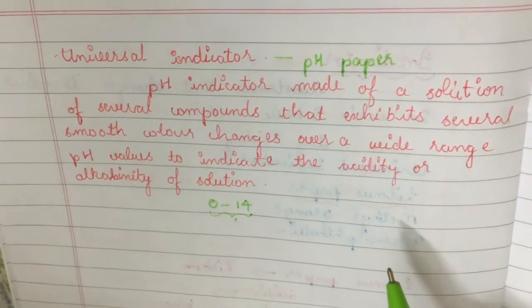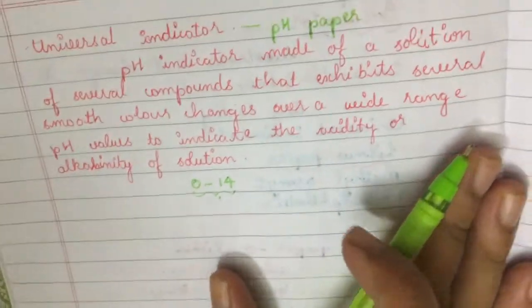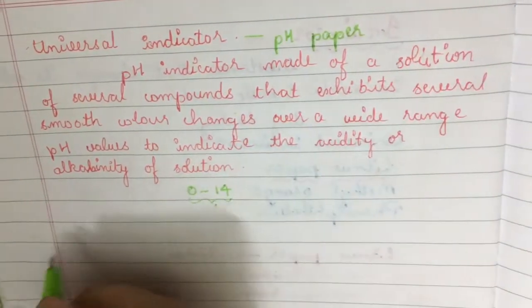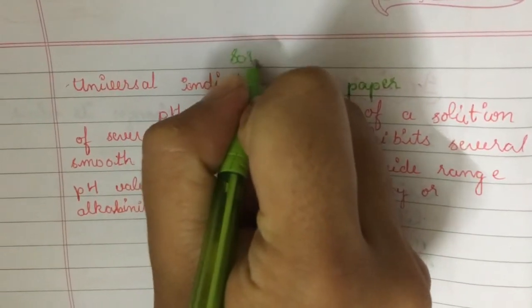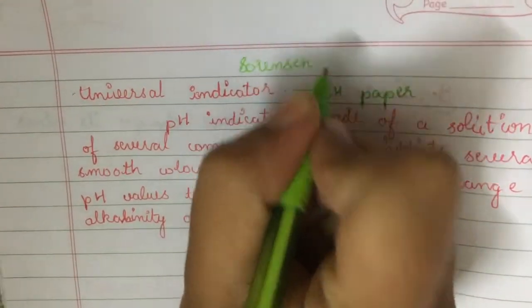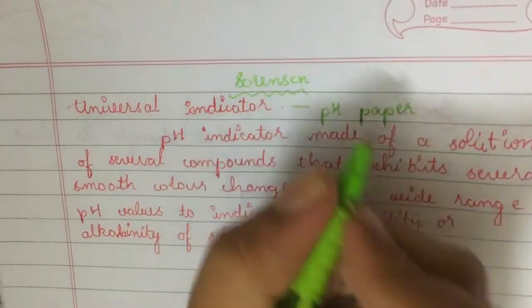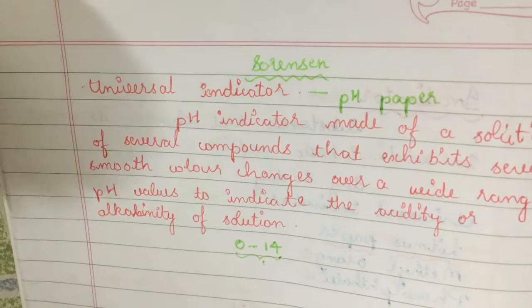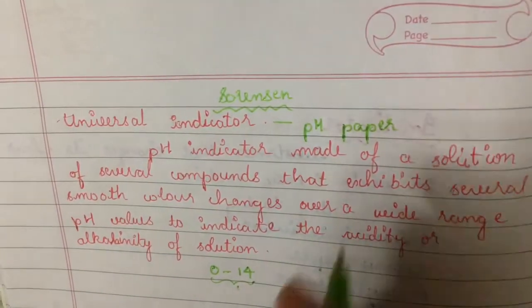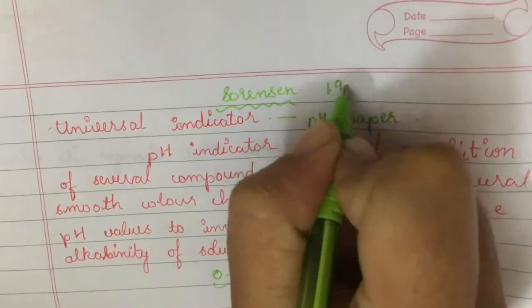And this pH paper is generally used in our laboratory. This pH paper was found by the scientist named Sorensen. So Sorensen is the founder of this pH paper, and he gave us the idea to determine the strength of the acid as well as the bases, and it was founded in the year 1909.